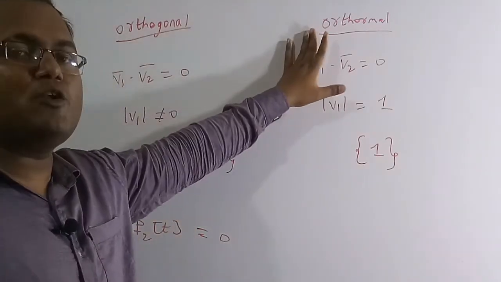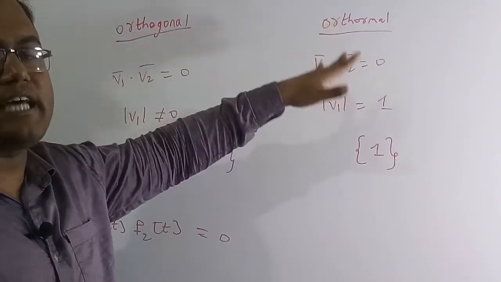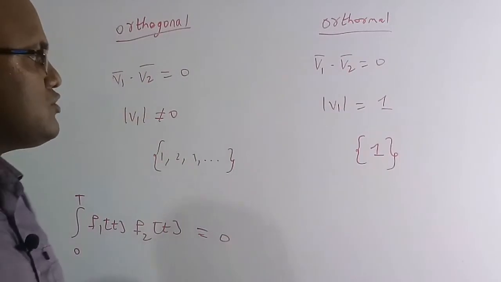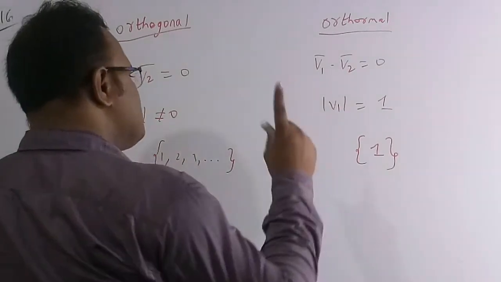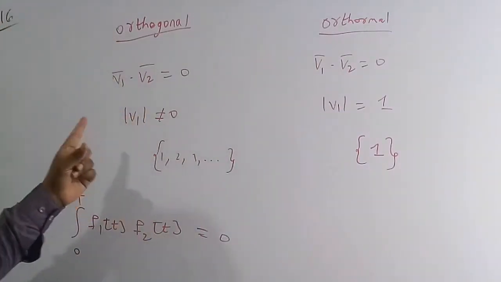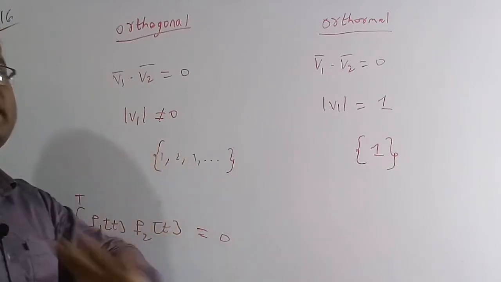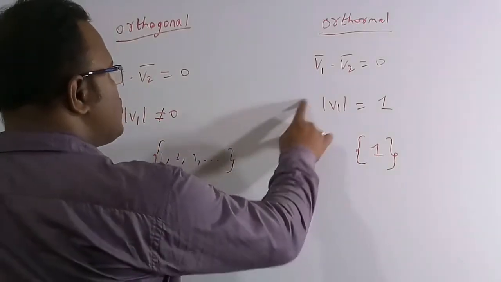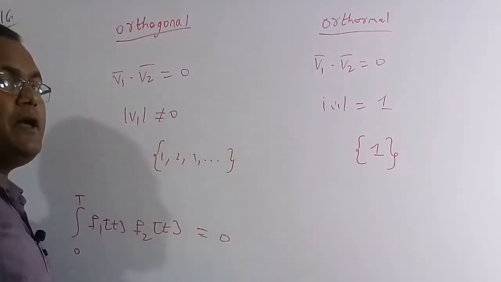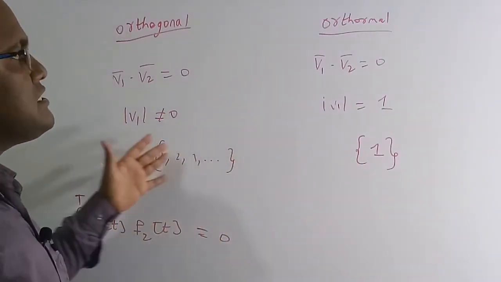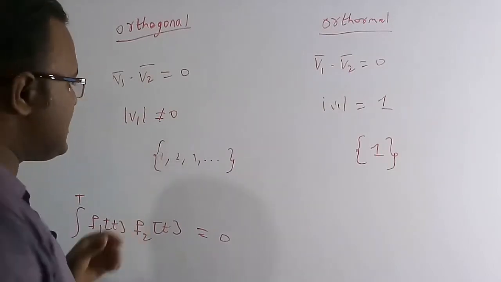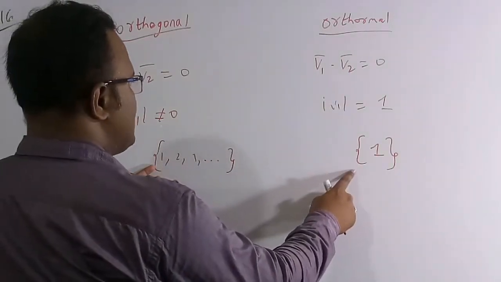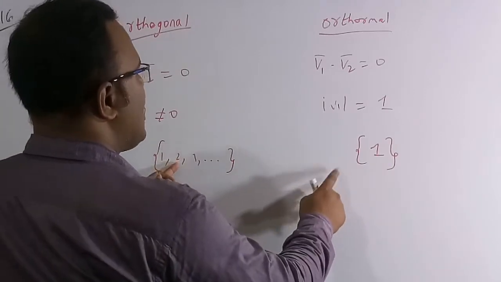But for the orthonormal vectors, the dot product of the two vectors has to be equal to 0 and the length of each vector has to be unity. So the length of the vector has to be compulsorily unity, but in the orthogonal, the length of the vector can be any value except 0. So therefore, we can conclude that all the orthonormal signals are orthogonal, but all the orthogonal signals are not orthonormal. Means length 1 is present in both, but length 2 is not present in the orthonormal.